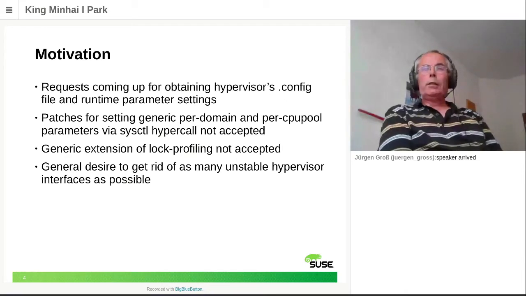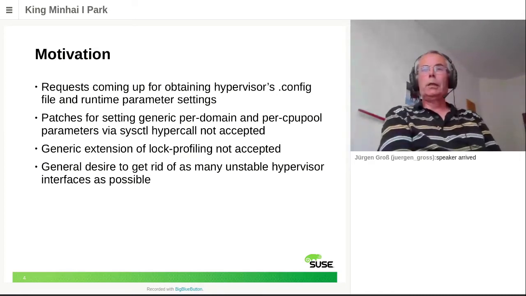Additionally, I have tried to upstream several patches, like setting per domain or per CPU pool parameters. And doing this via sysctl hypercall was not regarded as the right way to do it, because there's a lot of user supplied value parsing done in the hypervisor this way. The same reason applied to some generic extension of lock profiling I tried to upstream, which was not accepted. I wanted to debug my core scheduling patches and enhance lock profiling a little bit, but the additions again were rejected for being too special cased parsing again.